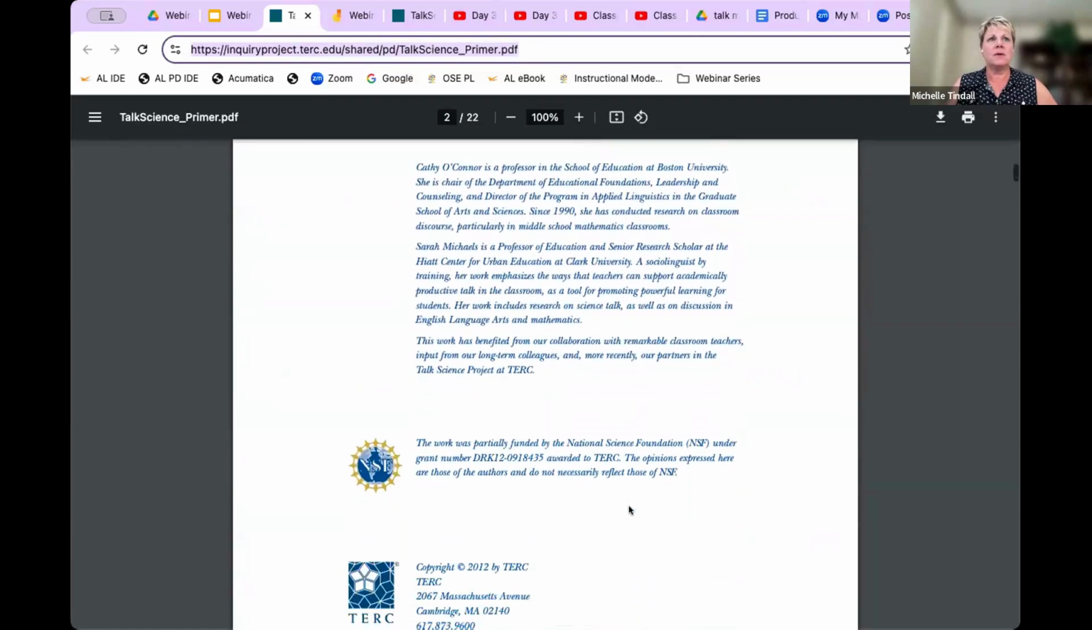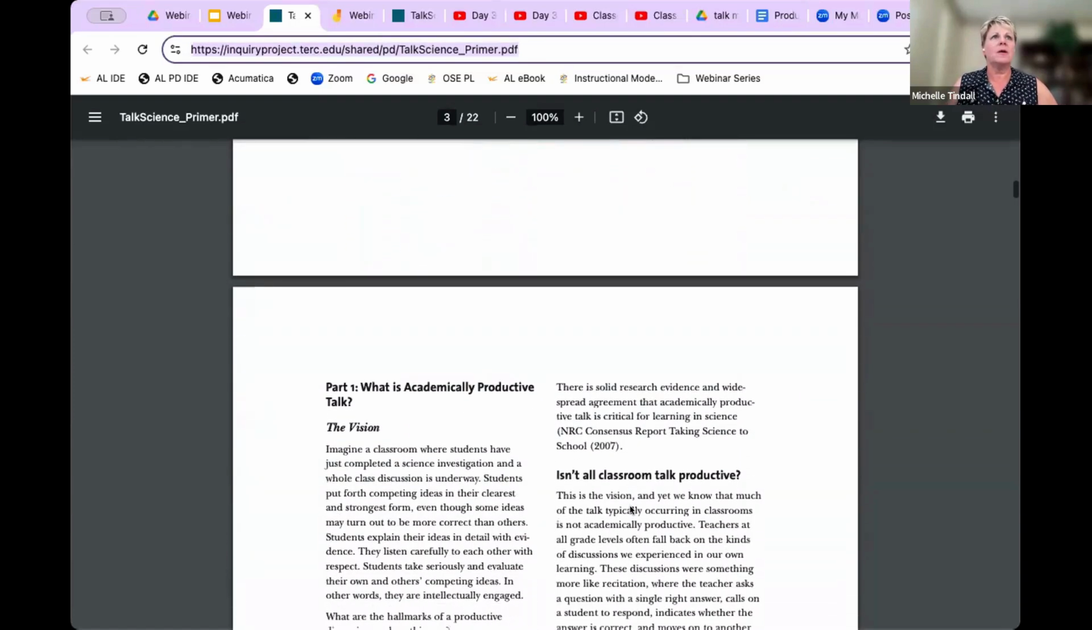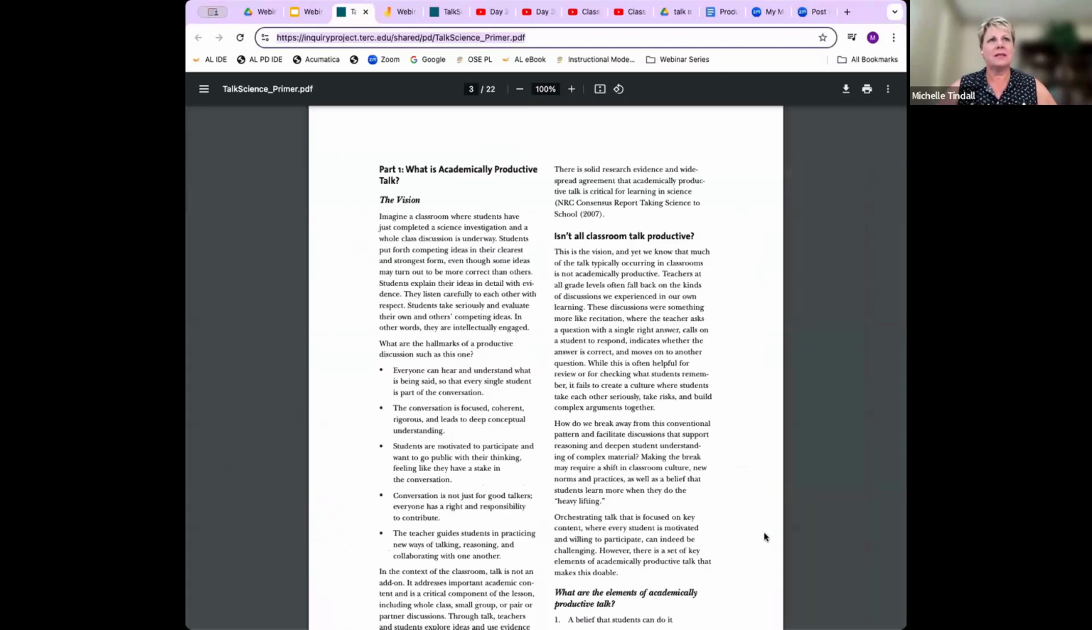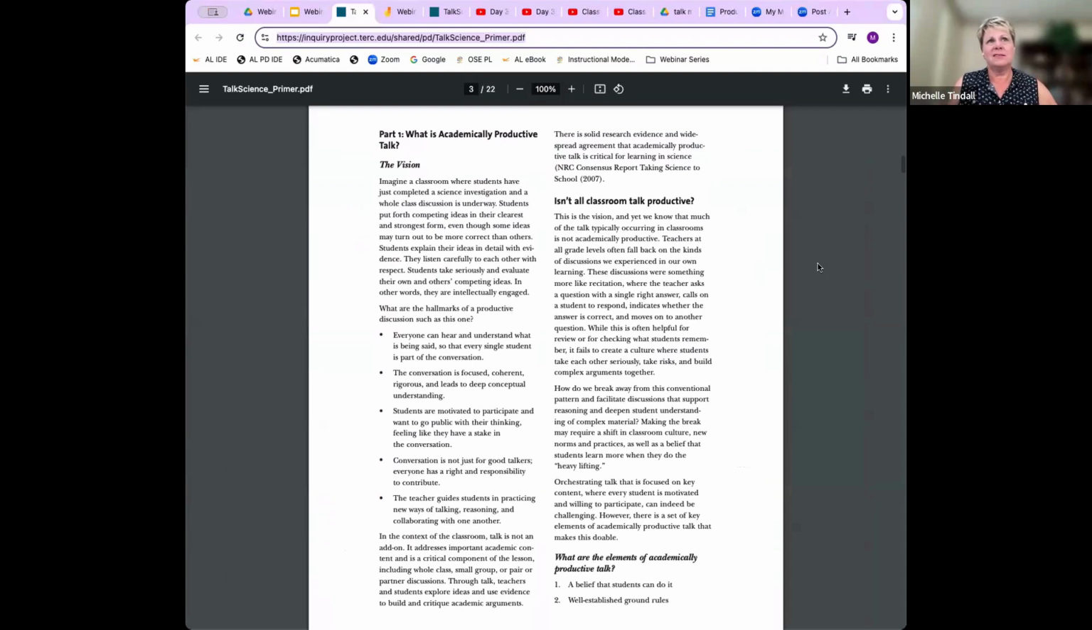And when you take a peek at that document, go ahead and open it up. And you'll see this first page talks about what is academically productive talk, and isn't all classroom talk productive? And oftentimes when we go into classrooms or we observe classrooms, students talking could be the norm, but is it really academically productive talk? And what's the difference between lots of talk going on and moving towards students figuring out and helping them to really solidify and make sense out of their experiences?